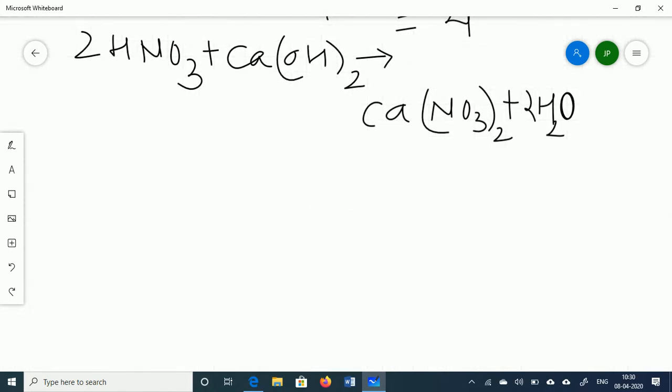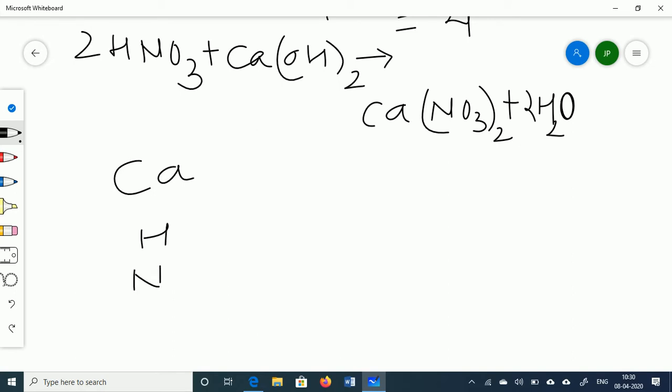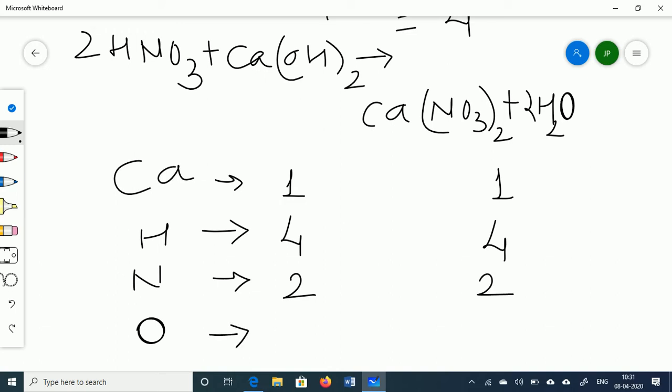Now we can again calculate the same components, that is Ca, hydrogen, nitrogen, oxygen. Ca on the left hand side is 1 and on the right hand side is also 1. Hydrogen on the left hand side is 4, on the right hand side is also 4. Nitrogen on the left hand side is 2, on the right hand side is also 2. Oxygen on the left hand side is 6 plus 2, that is 8, and on the right hand side 6 plus 2, that is also 8.